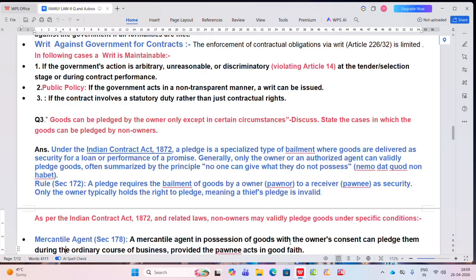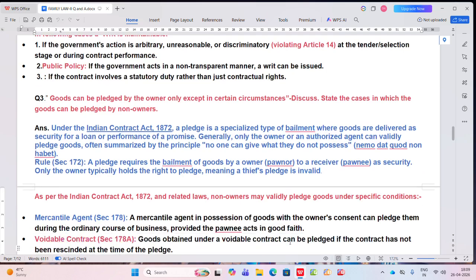As per the Indian Contract Act 1872 and related law, non-owners may validly pledge goods under specific conditions. So, this is the answer to part 2 of this question. State the cases in which goods can be pledged by non-owners. What are these conditions? Number 1.